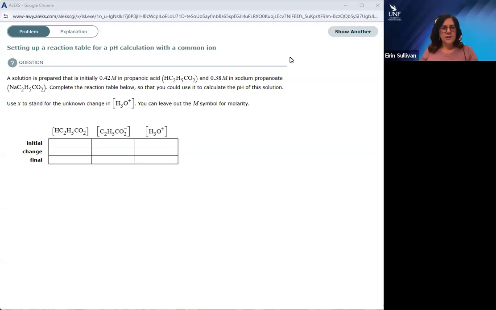Setting up a reaction table for a pH calculation with a common ion. So this is essentially how you can solve for the pH of a buffer solution the long way round, without using the Henderson-Hasselbalch equation. If you find this a little tricky, my advice is to write out two balanced chemical equations. The first one being for the dissociation of your acid.